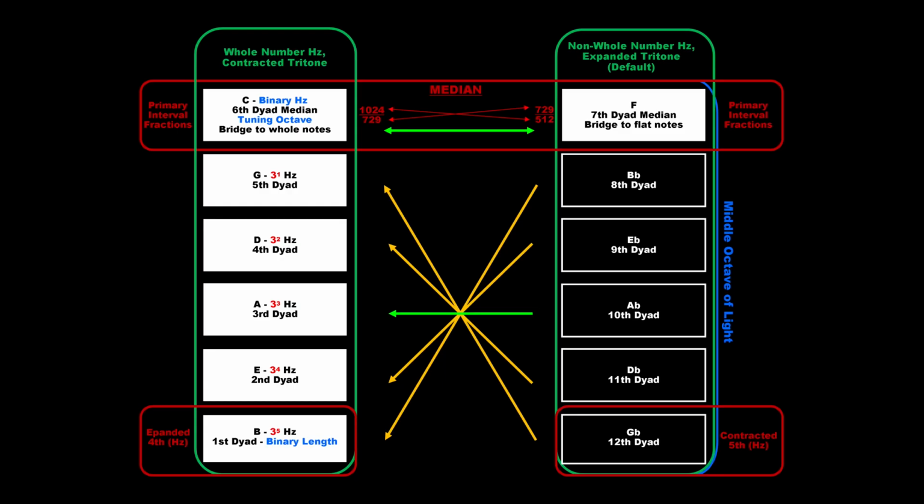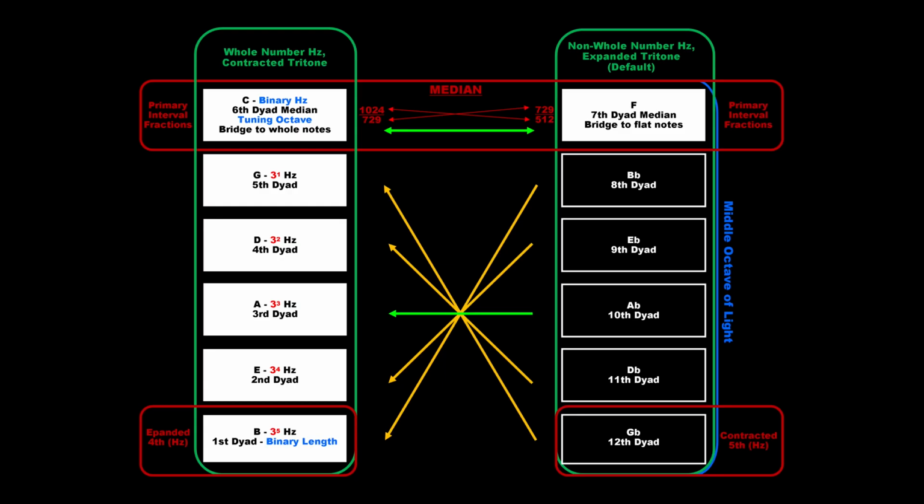Then what we see at the top is a row that is circled in red, which contains both C and F. They are the two that share all primary interval fractions, right? They have all of the default dominant primary intervals in them. They only differ in the tritone, which is kind of the crossover between the two, the bridge, so to speak.